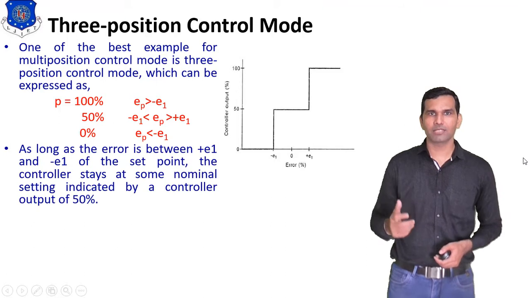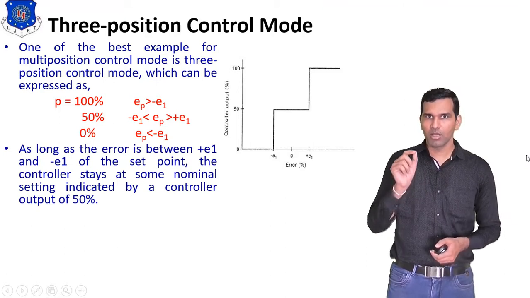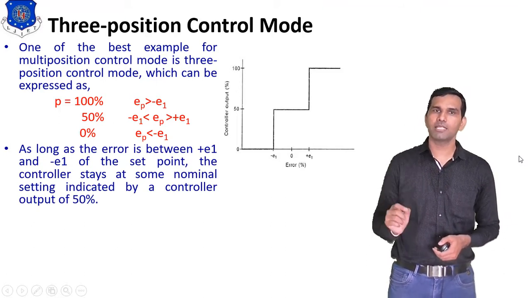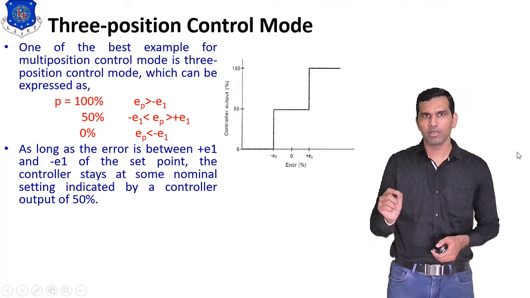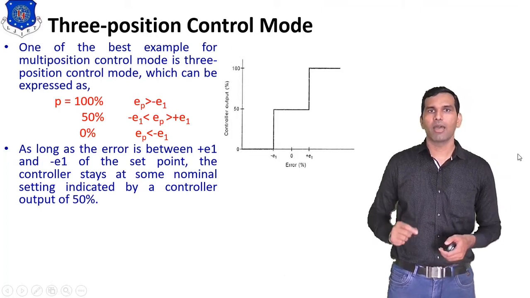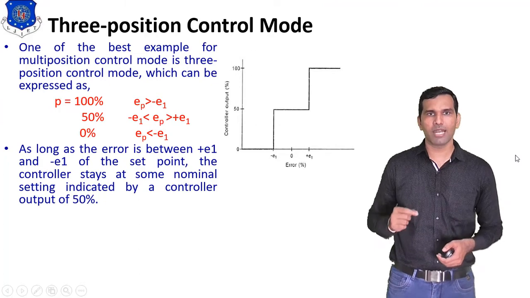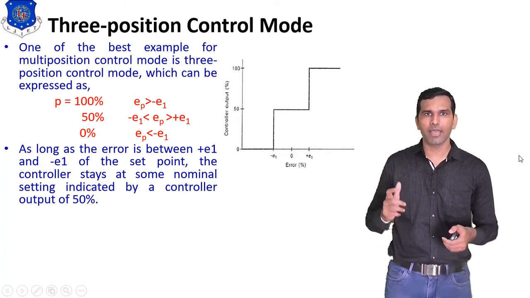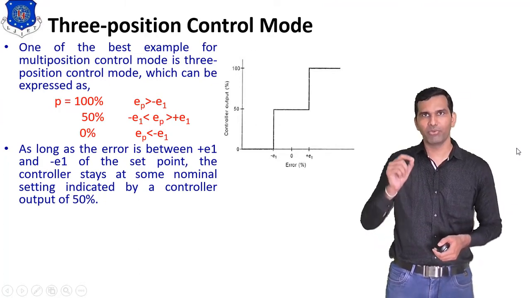As long as the error is between plus E1 and minus E1 of the set point, the control system stays at the normal setting indicated by a controller output of 50%.